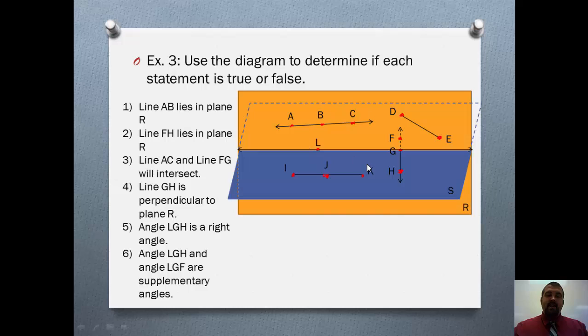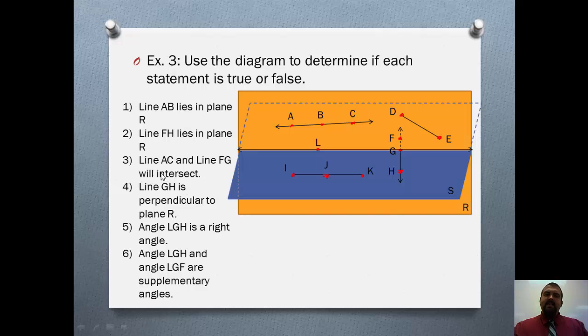Line FH lies in plane R. Well, point F is here, point H is here, and if I look real closely, this F is on this dotted line, which means it's not actually on the tan plane. This point here is on the blue plane. So if I said line FH lies in plane S, it's true, because that's the plane it lies in. However, it's saying it lies in plane R. False. 2 is false, 1 is true.